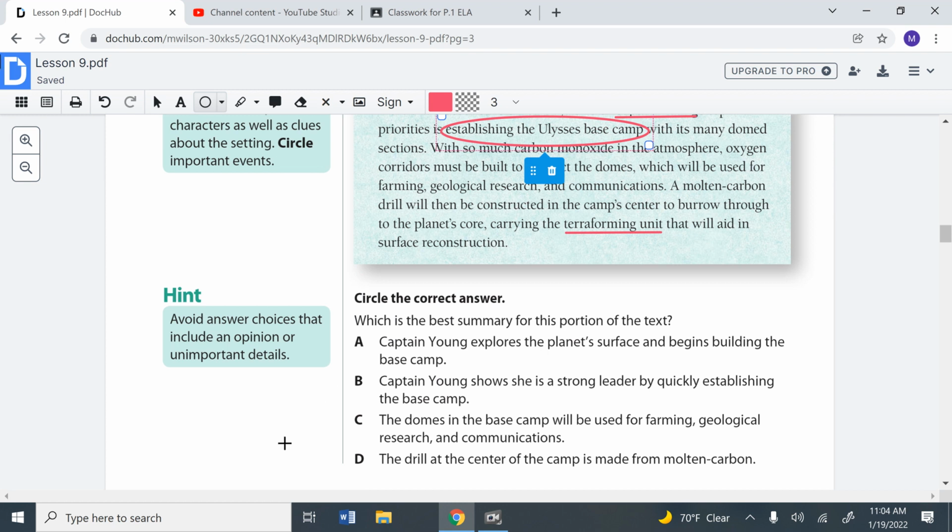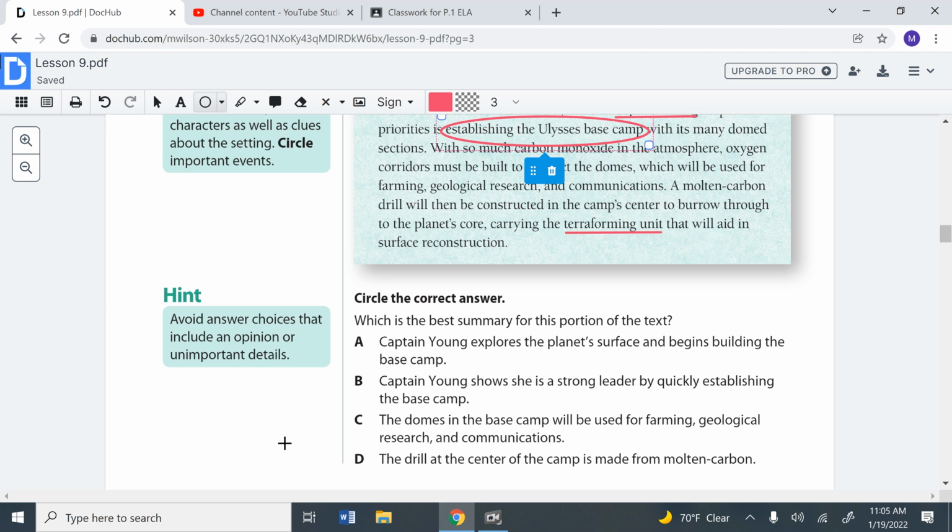So now, with that information circled and underlined, let's go to the question. It says, which is the best summary for this portion of the text? Is it A, Captain Young explores the planet's surface and begins building the base camp? B, Captain Young shows she is a strong leader by quickly establishing the base camp? C, the dome in the base camp will be used for farming, geological research, and communications? Or D, the drill at the center of the camp is made from molten carbon?